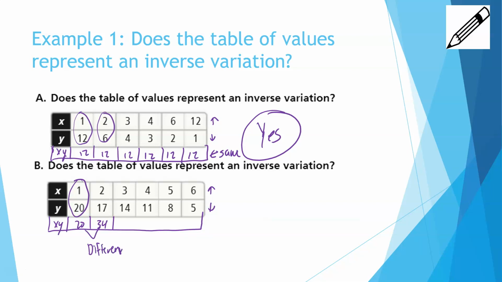So even though x is going up and y is going down, this is not inverse variation. Okay? You could keep going. You wouldn't have to, but if I multiply these, I'd get 42, 44, 40, and 30. So we can see that none of them are the same. But again, as soon as I got two that were different, it's not inverse variation.